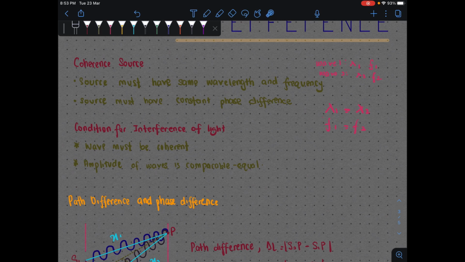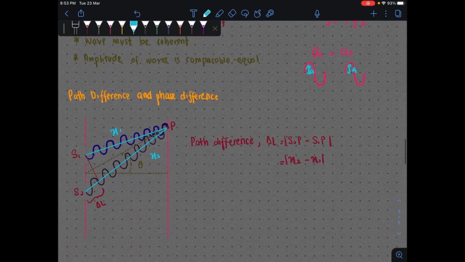Next adalah amplitude of the wave must be comparable, equal. So every wave yang kita produce, dia kena ada amplitude juga. So this amplitude of the first wave must equal the second wave. Amplitude adalah this part here, tadi kita lukis. This is your A here. This amplitude must be equal for both the waves. Kena ada amplitude yang sama. Dua-dua kena A juga dekat sini. Okay, itu maksud amplitude yang sama.